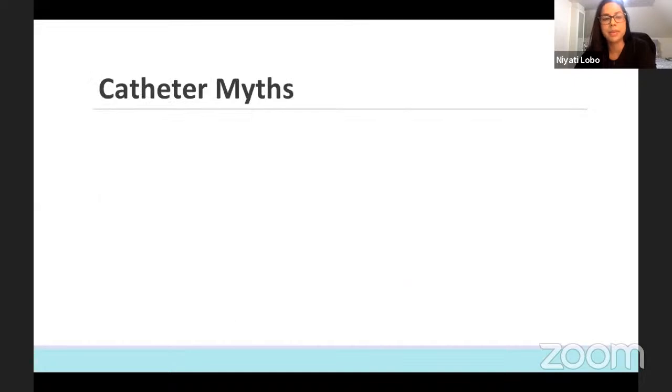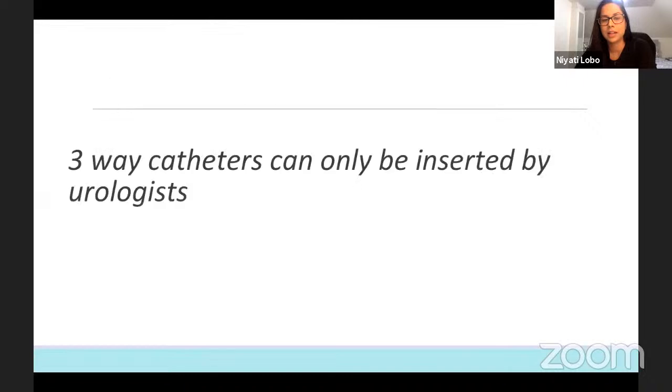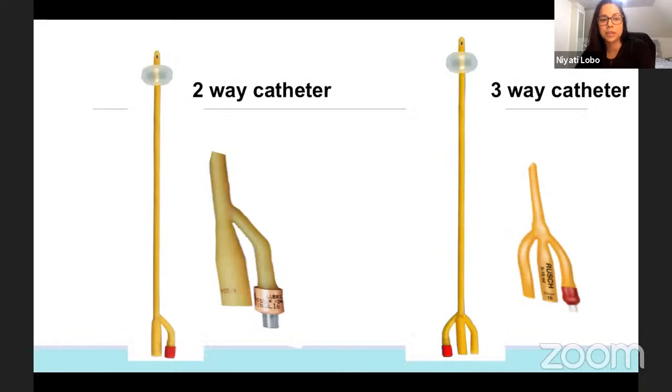Okay, so some myths about catheters that I really want to bust. Three-way catheters can only be inserted by urologists. That is categorically untrue, and I'm going to show you why in my next slide. As you can see here, there is practically no difference between a two-way catheter and a three-way catheter.